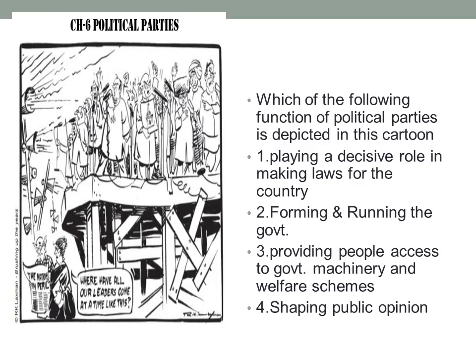If you cannot read what is written in the newspaper, then you can refer to page number 73. That says that the nation is in peril. That means there is a danger. The nation is not in a comfortable position. And the wife says, where have all our leaders gone at a time like this? When the nation needs our leaders, where have the leaders gone? So this is what the cartoon says. Now, all four options which are given to you are the functions expected from political parties, right?